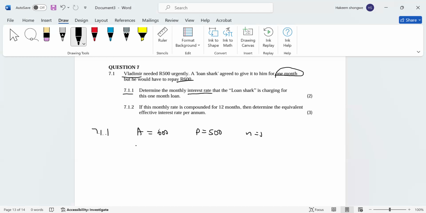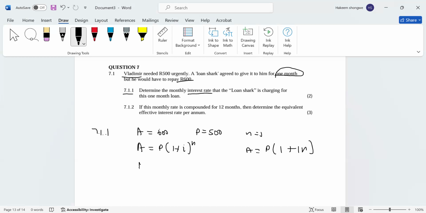So, formula: A is equal to P, open bracket 1 plus i all over n, to the power of n. By the way, because it's 1 month, whether we use simple interest or compound interest, they're going to be the same. Another learner could have used A equals P(1 plus i n). They're going to give us exactly the same thing.